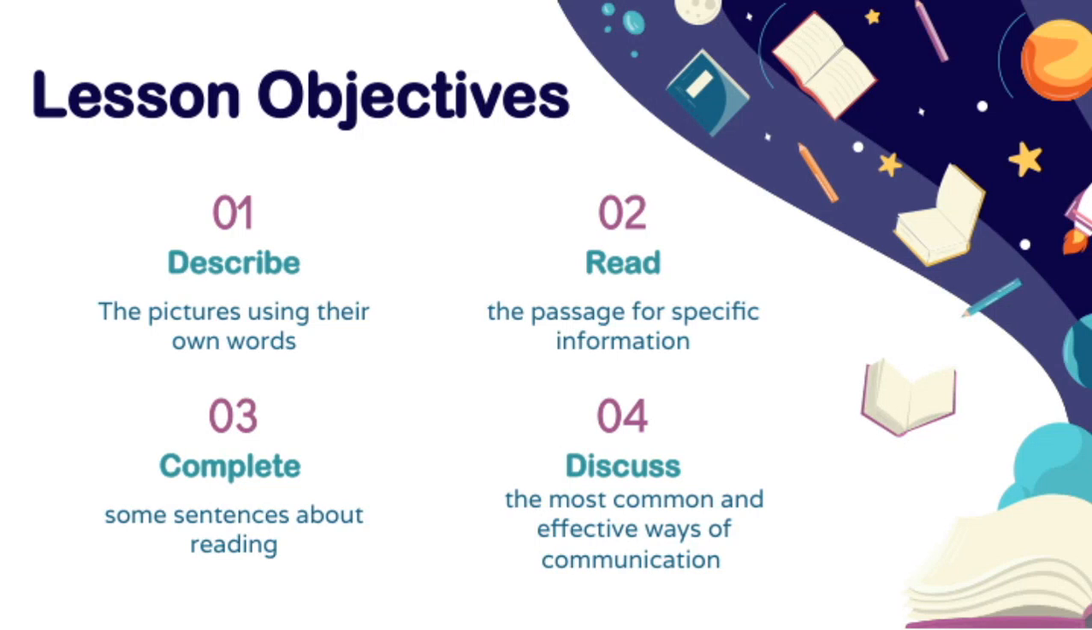Today, I want to talk about some of the most common and effective ways of communication. These methods are essential because they help us connect and share information clearly. We'll start by discussing how we can use sentences about reading to improve understanding. Then, we'll look at how to complete passages to find specific information, which is a useful skill in many situations. Next, we'll explore how to describe pictures using our own words, a great way to practice expressing ideas. And finally, we'll set our lesson objectives so we know what we aim to achieve today. These key points all contribute to enhancing our overall communication skills, making our interactions more meaningful and effective.